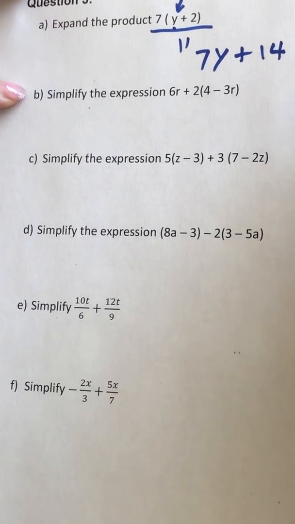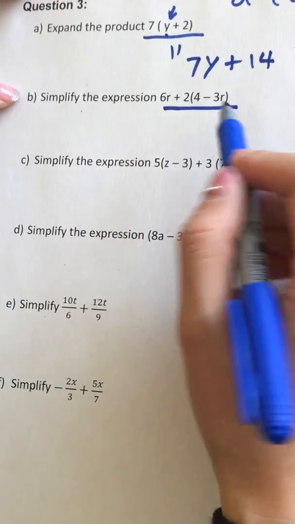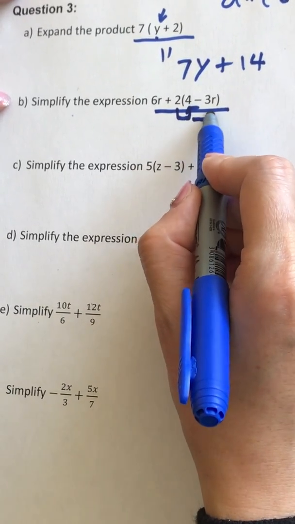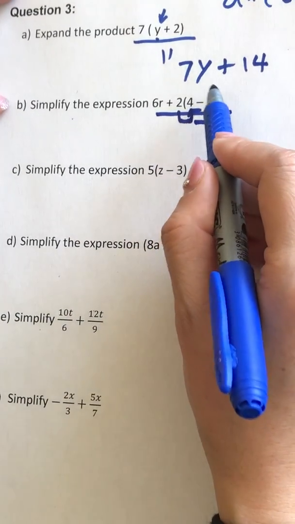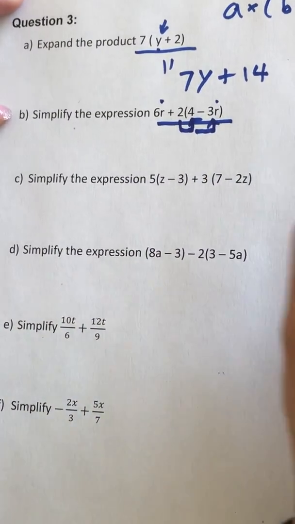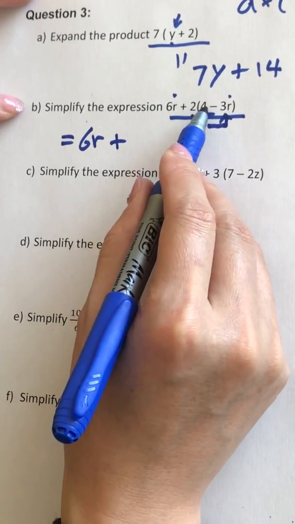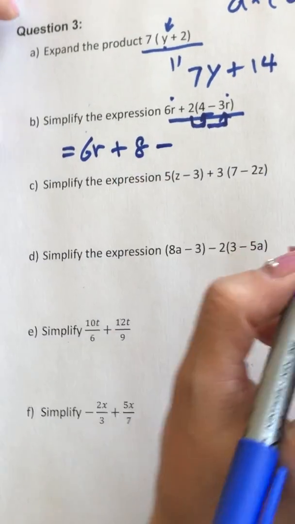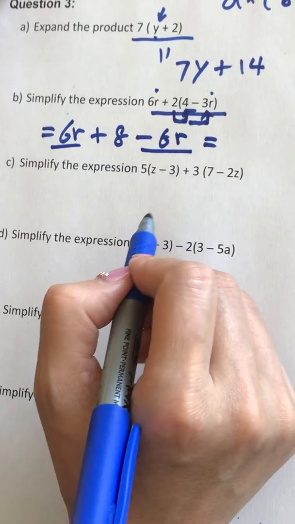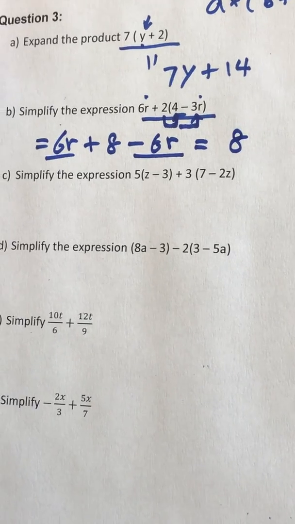Part B, simplify the expression here. So first, we need to use the distributive property of multiplication. So 2 needs to multiply 4, and 2 needs to multiply 3r. Then we collect like terms, the unknown variable terms, and the numbers. Okay, so now we have 6r. Let's break up the brackets. 2 multiply 4 minus 6r. So 6r, 6r, that's a 0. They cancel out. So the final answer is 8.